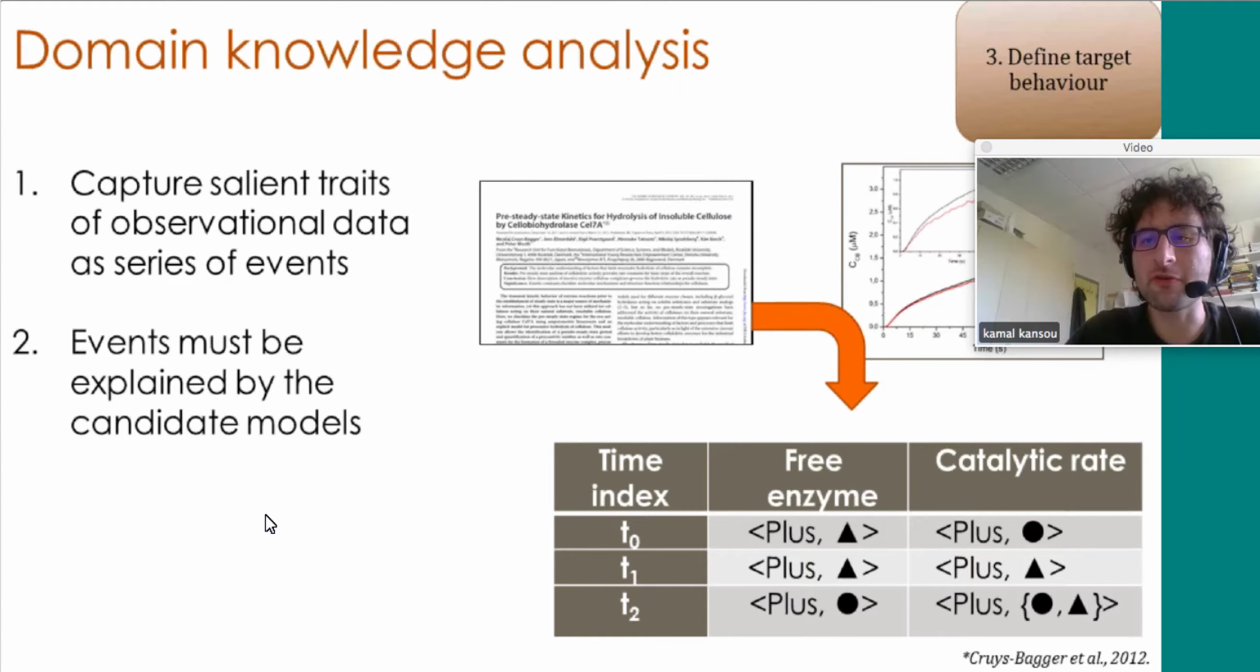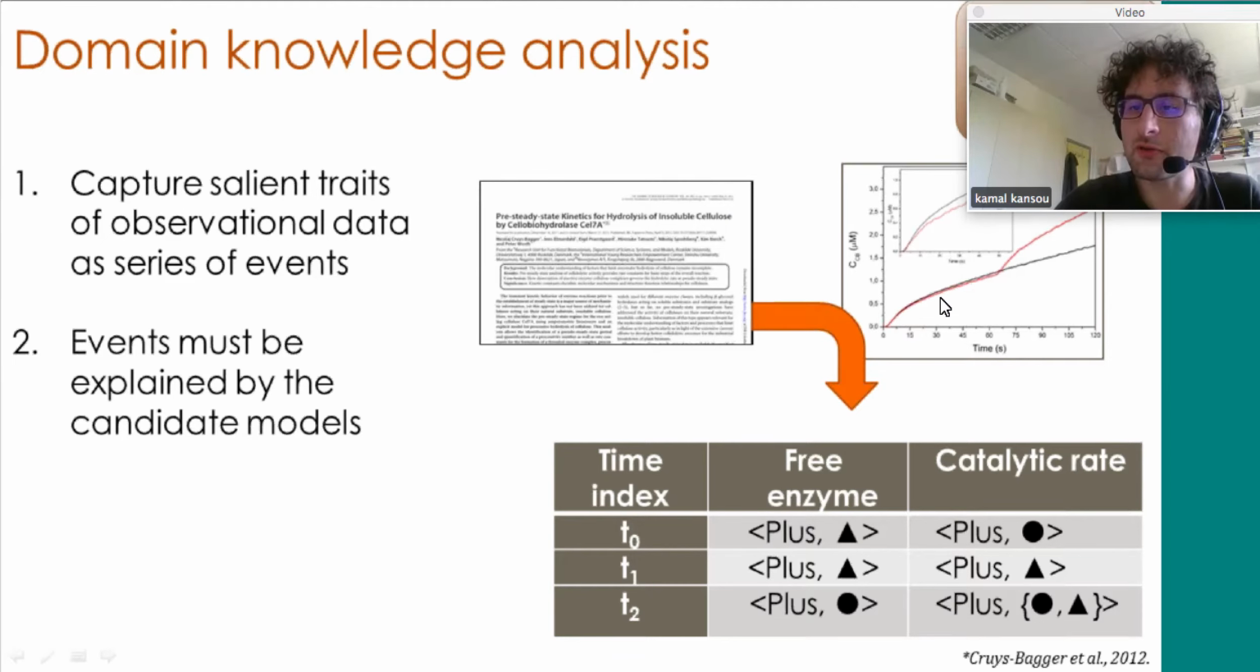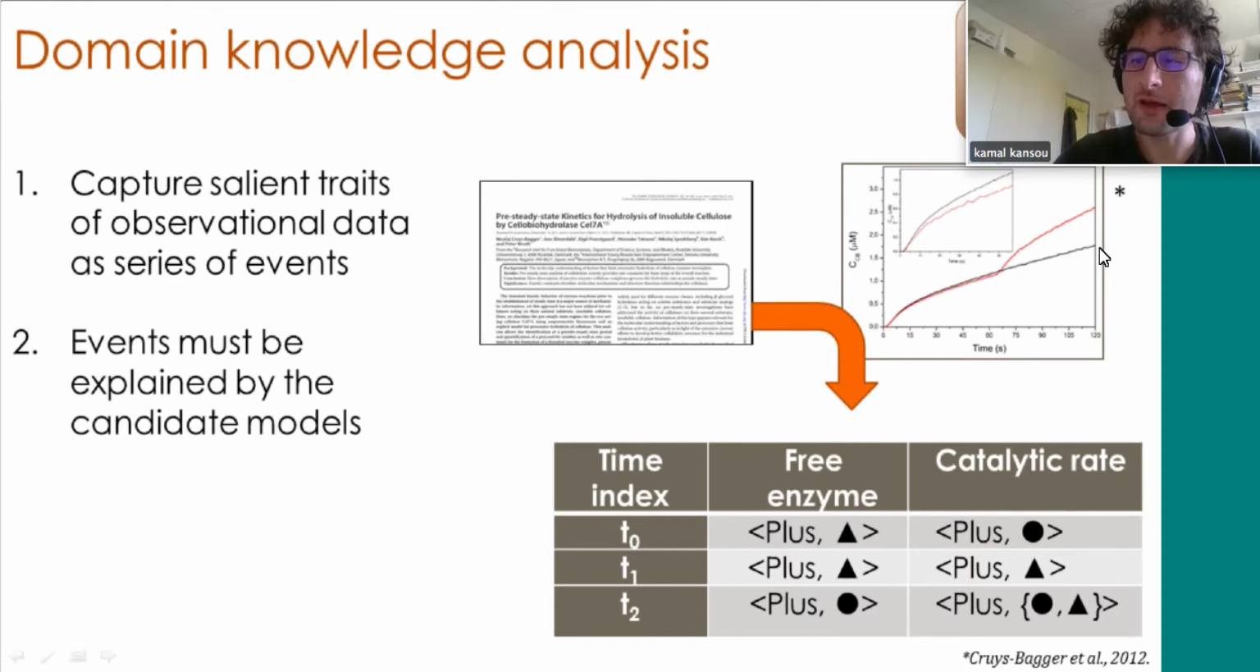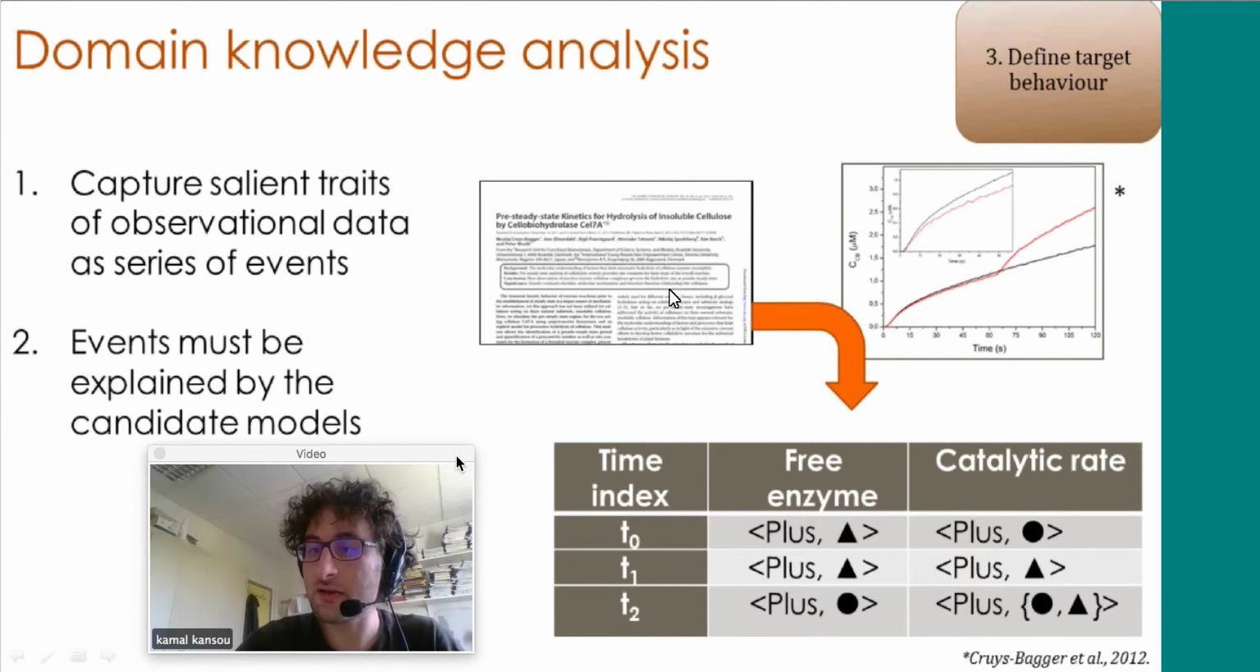So the third step is to define the target behavior. This is an example from a paper from Chris Baguer. In this study, they monitor the hydrolysis, here in the black curve, and in one experiment they decided to add fresh enzyme after 60 seconds. As you can notice in the red curve, there is a clear restart of the hydrolysis. So we want to have a theory that can explain this restart, for example.